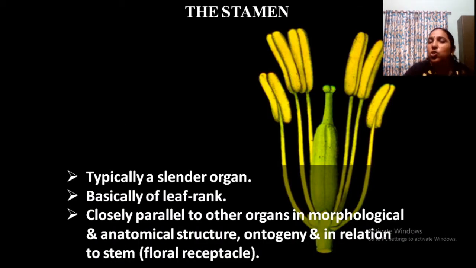Before going to that, a brief introduction regarding the stamens. Stamens are usually slender organs, and basically the rank of the stamen is leaf. You already know a flower is a modified shoot, and its organs are closely parallel to the stem in morphological and anatomical structure. In its ontogeny, they are all in relation to the stem, that is, the floral receptacle, the thalamus. That is why it has close affinity to the stem or leaf.